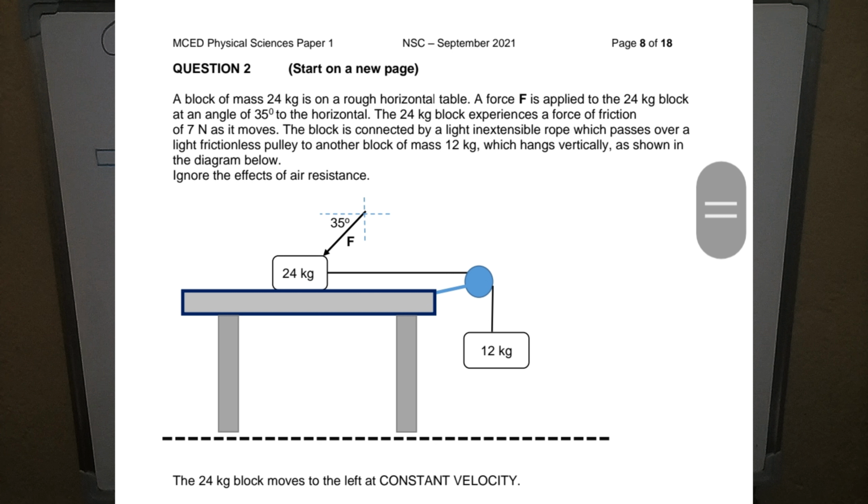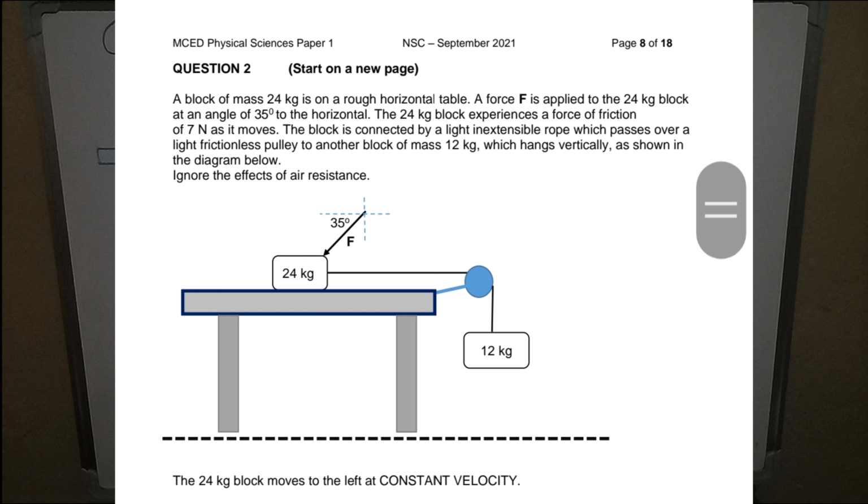The block of mass 12 kg hangs vertically as shown in the diagram below. Now, the 24 kg block moves to the left at constant velocity. Please guys, note that part that talks about a constant velocity.